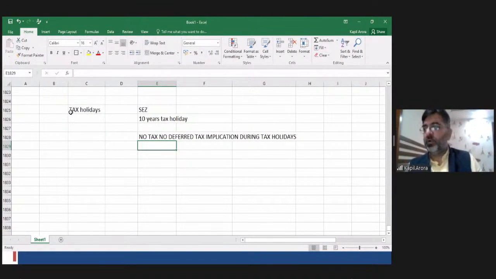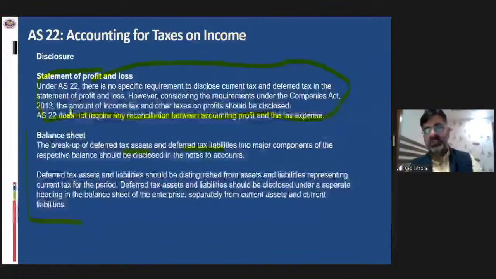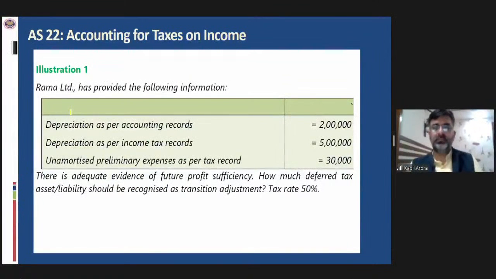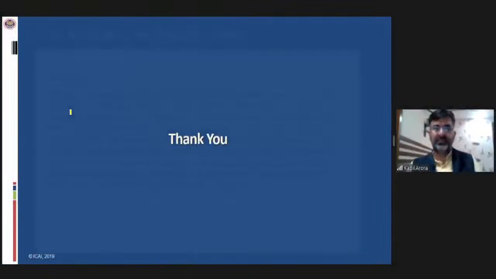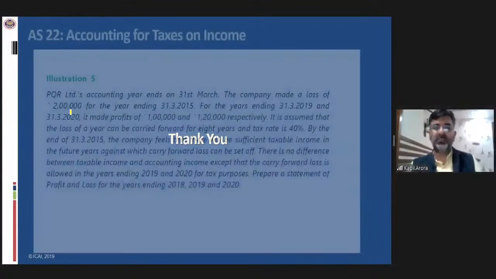Right? I hope everybody is able to understand the concept. Please go through this example. So we have 3 examples to be done.